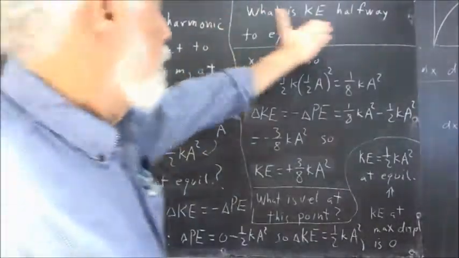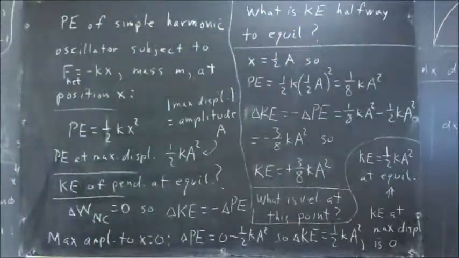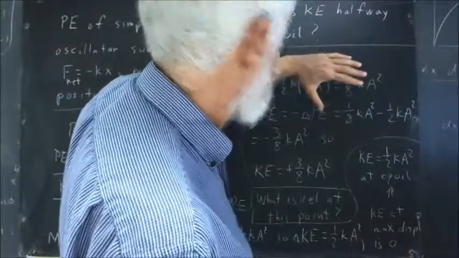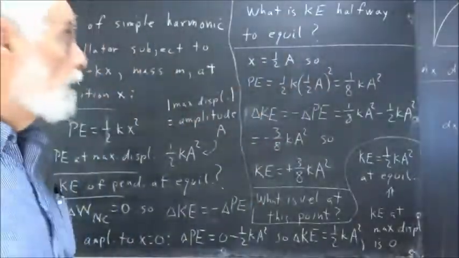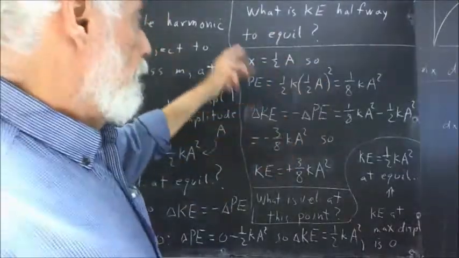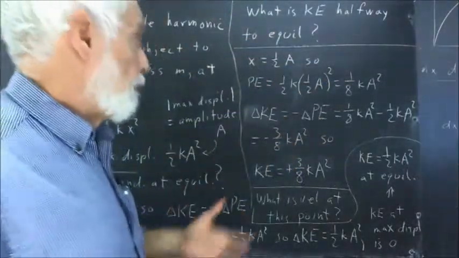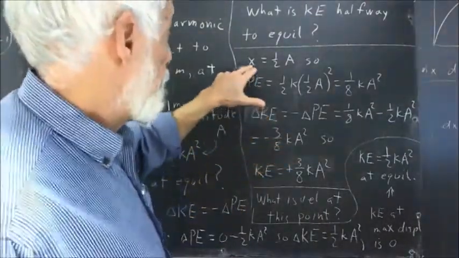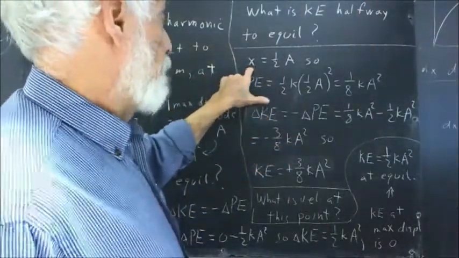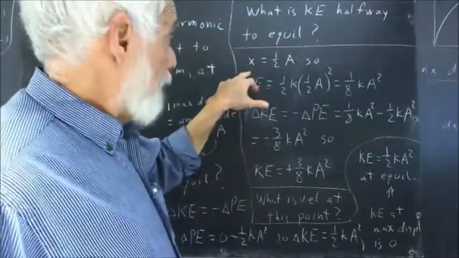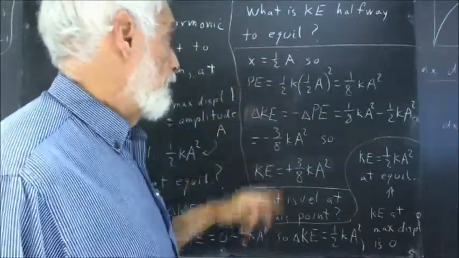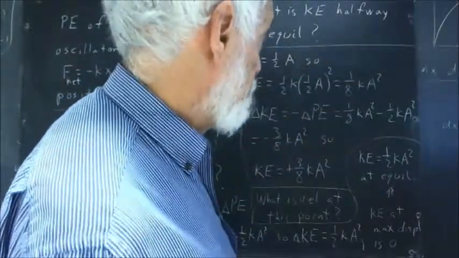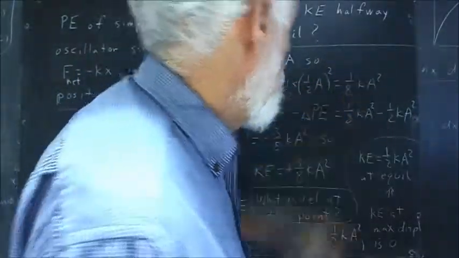Now, question: what is the kinetic energy at the point halfway to equilibrium? There's another one you should pause and work out for yourself. Think through it. Don't sit back as a spectator and watch it, because you won't learn as much. Although if you do, that's your privilege. Some people can. Okay, well, halfway to equilibrium, x is 1/2 A, so the potential energy is 1/2 K times quantity 1/2 A squared, 1/8 Ka squared.